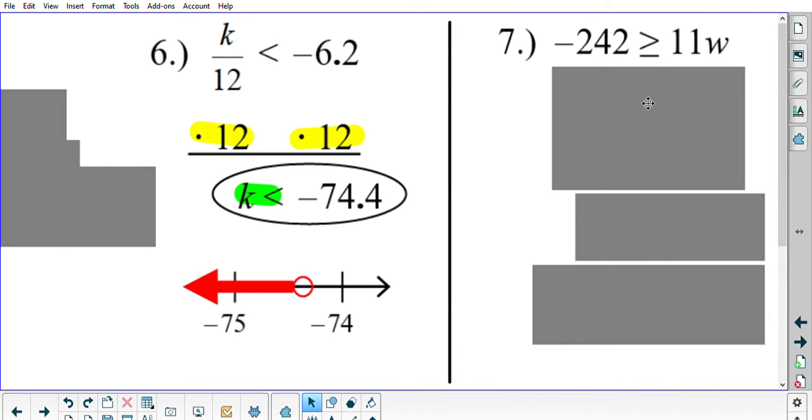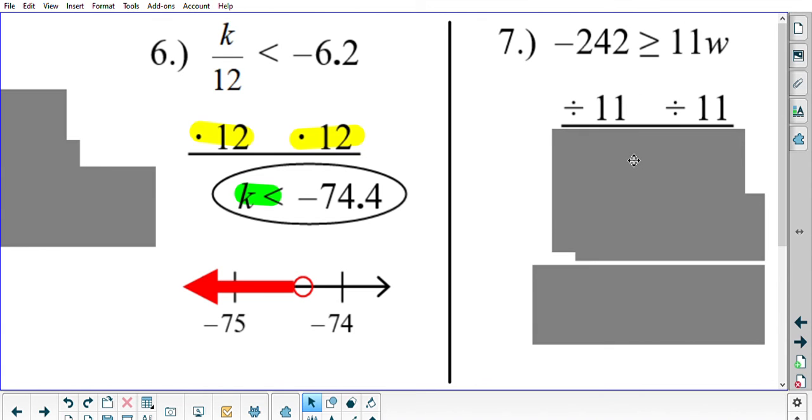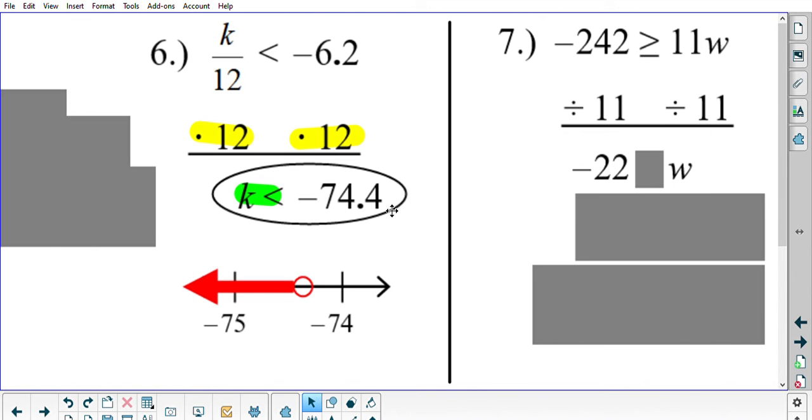Problem number 11, the inverse of multiplying by 11. Did I just say problem number 11? Problem number 7. The inverse of multiplying by 11 is dividing by 11. We're going to do that to both sides. That's going to give you negative 22. Will it make the inequality symbol switch direction? Well, let me ask you, did we multiply or divide by a negative? We divided by a positive. So the inequality symbol does not switch direction from dividing by a positive.